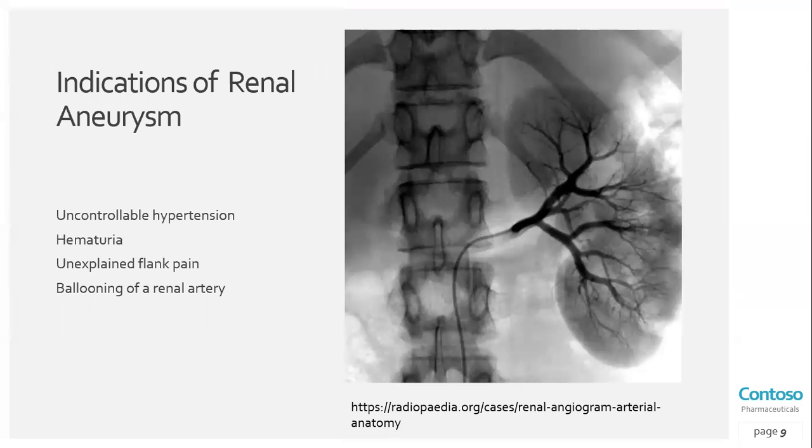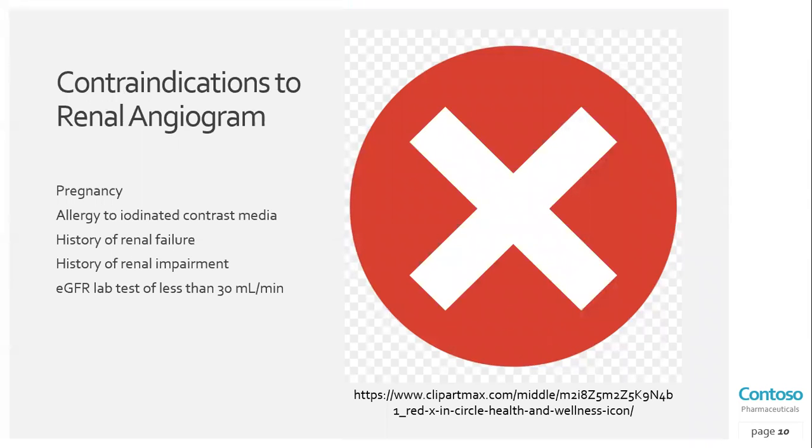Indications of renal aneurysm, as we discussed, are uncontrollable hypertension, if not no symptom, hematuria, unexplained flank pain, and of course, ballooning of the renal artery. Contraindications to the renal angiogram. This is where proper patient interview comes into play.